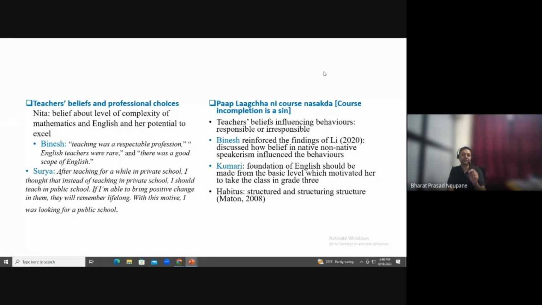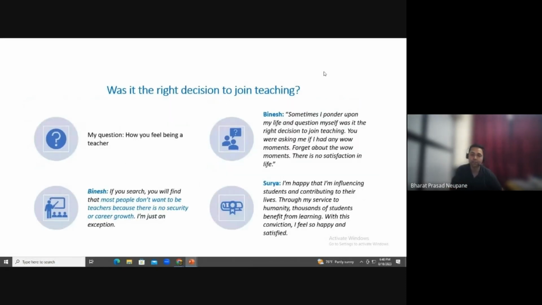So this habitus, this belief as a structure and structuring structure, has influenced the behaviors and the professional choices of English language teachers. But this belief can change when the teachers' or the learners' context, learning context and working context, changes, because the context or the field they are working in influences their behaviors.